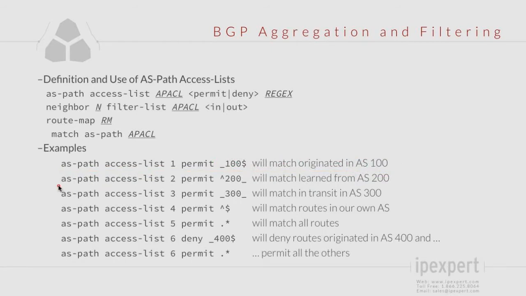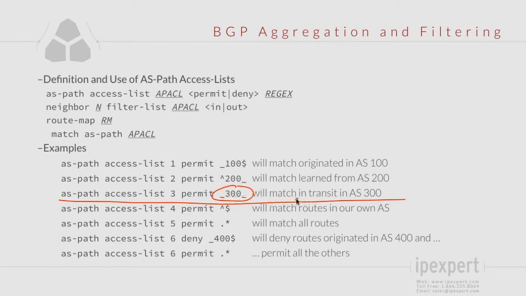Similarly, our AS path access list number 2, which looks like caret 200 followed by the underscore, will match any routes that we actually learned from AS 200. Again, reading this backwards, this means that we don't care what's after this or what was before this in the AS path, but the AS path ends with 200. Why does it end? Because this is the beginning of the string, and the beginning of the string is the end of the path. Again, in AS path access list 3, we have underscore 300 underscore.